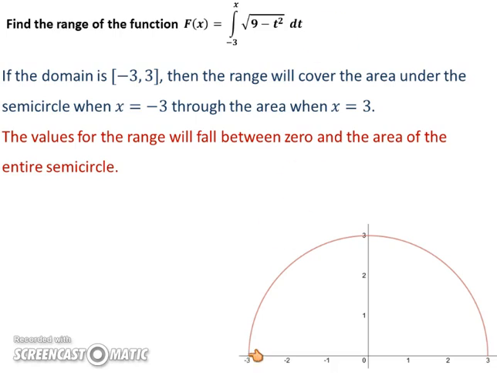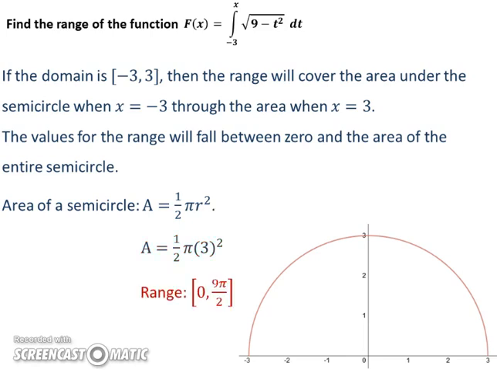There's no area. And then if x equals +3, which is the largest value in our domain, it's going to be the area of the entire semicircle. So the range is going to range from anywhere between 0 and whatever the area of this whole semicircle is. So find the area of a semicircle. It's 1/2 times pi r squared, the area of a circle. In this case, our radius is 3. So our range is going to be from 0 to 9 pi over 2.